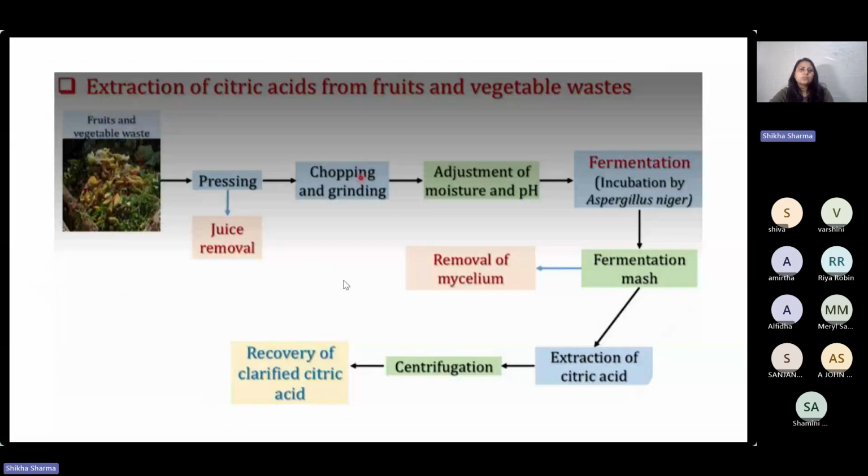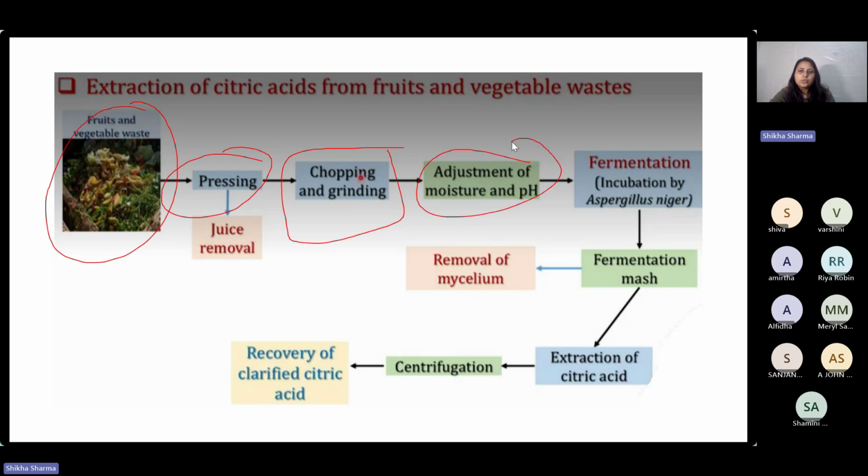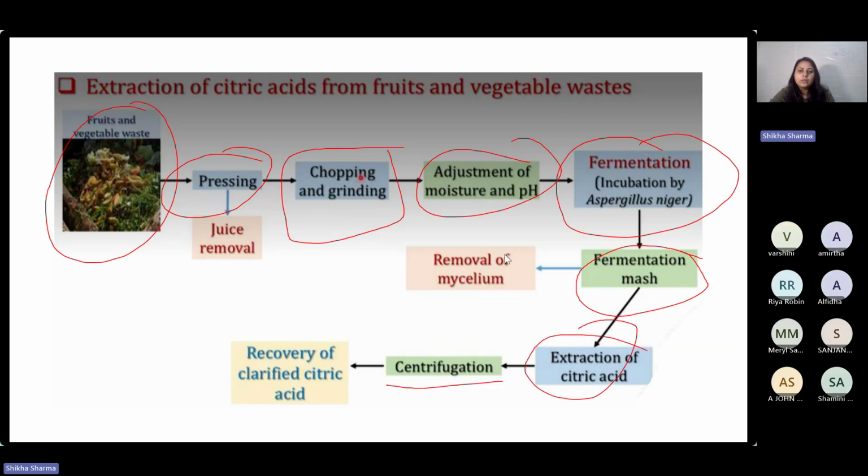So if we see citric acid production, the fruit waste is basically pressed and the juice is removed. Then chopping and grinding of the waste is done. pH and moisture are adjusted, and fermentation is carried out with the help of Aspergillus niger. So the fermentation mash is formed, and from that the citric acid is extracted, centrifuged, and clarified, and the mycelium is removed separately.